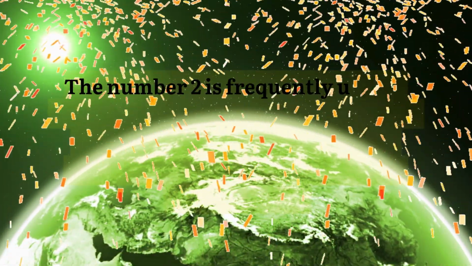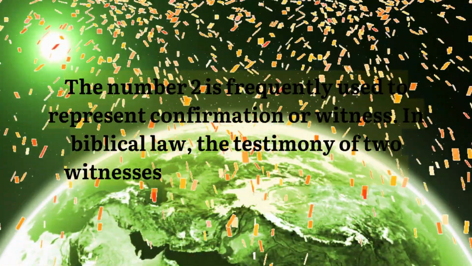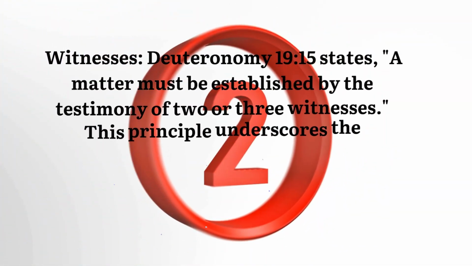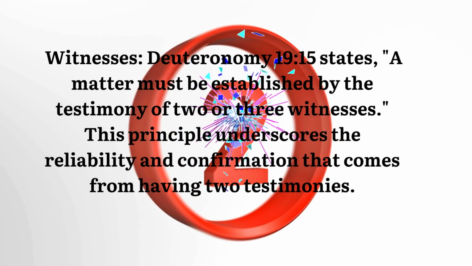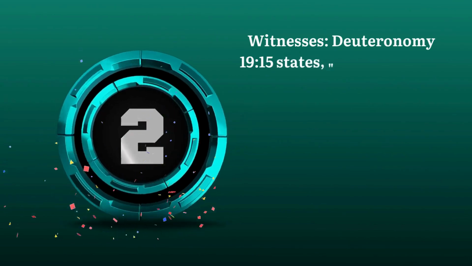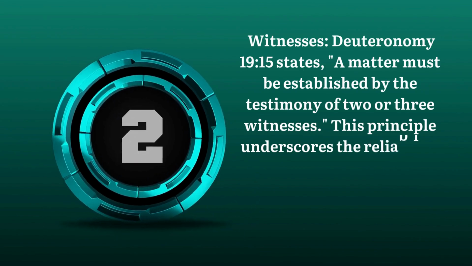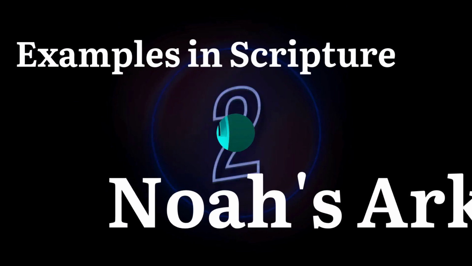Confirmation and witness. The number 2 is frequently used to represent confirmation or witness. In biblical law, the testimony of two witnesses is required to establish a matter as true. Deuteronomy 19:15 states, "A matter must be established by the testimony of two or three witnesses." This principle underscores the reliability and confirmation that comes from having two testimonies.